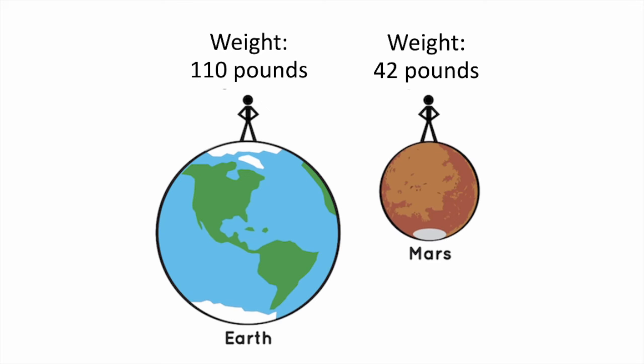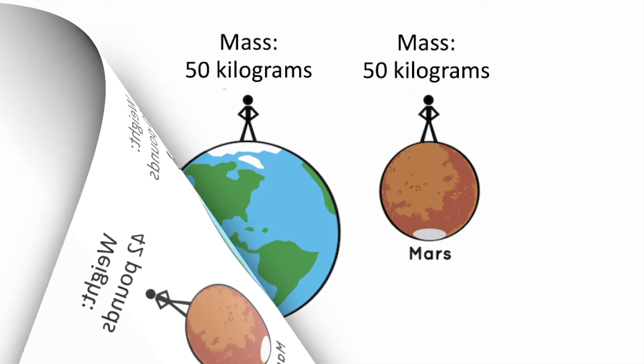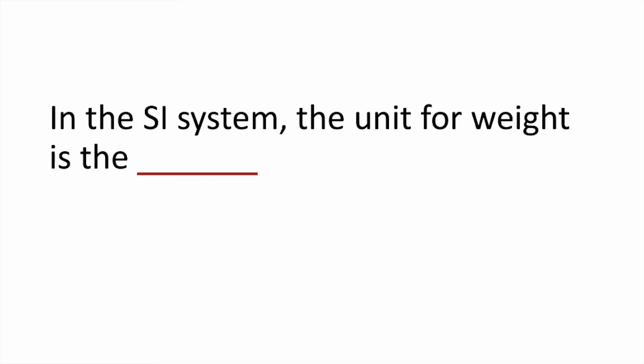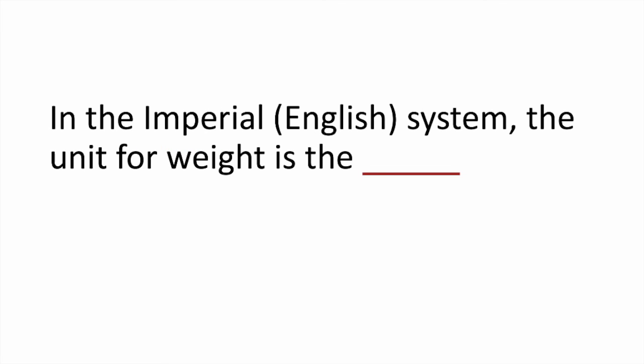An astronaut who weighs 110 pounds on Earth and 42 pounds on Mars will still have the same mass on every planet she visits because a person's mass and the amount of matter the person is made of does not change no matter where they are. In the SI system, the unit for weight is the Newton. In the imperial system, the unit for weight is the pound.